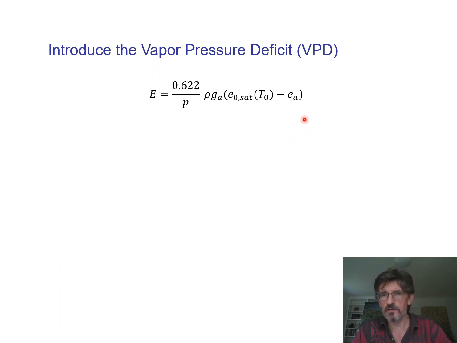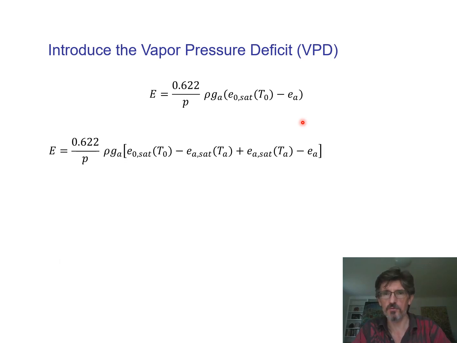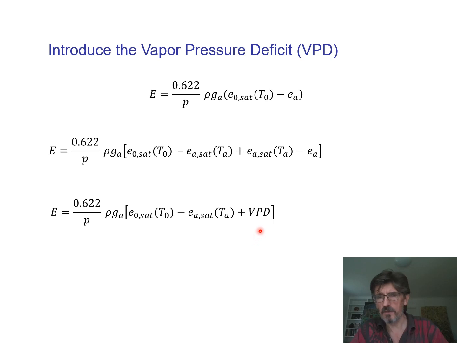And what we can do here is to make the VPD, the vapor pressure deficit, appear. So how do we do that? We add and subtract the saturated pressure at the temperature of the atmosphere. In this way, you can recognize that we have the VPD, the vapor pressure deficit. This is simply the difference between the saturated vapor pressure and the actual vapor pressure in the atmosphere. That's what gives us this VPD.